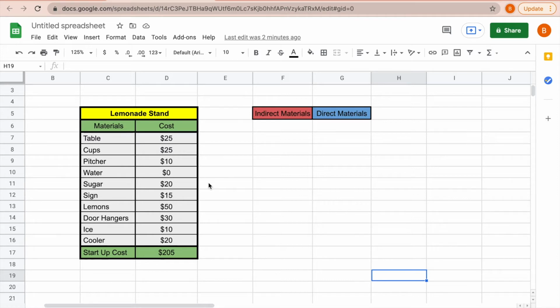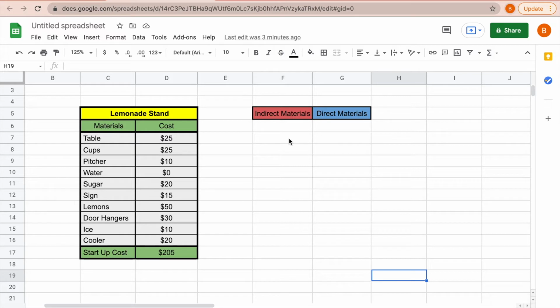The difference between indirect materials and direct materials when you're doing accounting in any business, really. So let's get started. Here we have our lemonade stand. If you need to learn how to make this table, you can watch one of the previous videos, how to create a table in Google Spreadsheets. So we have a list of materials that it's going to take us in order to start our lemonade stand, and we need to separate these into two categories, if they're indirect materials or direct materials.